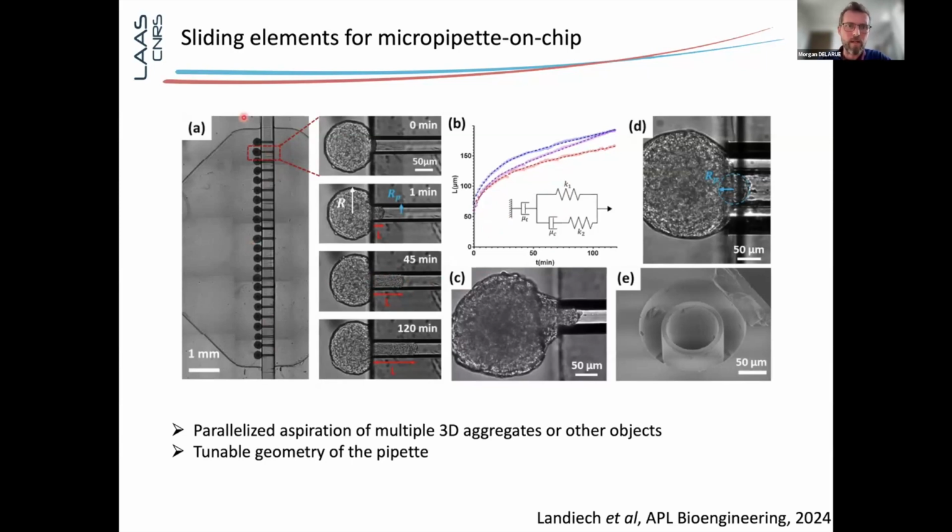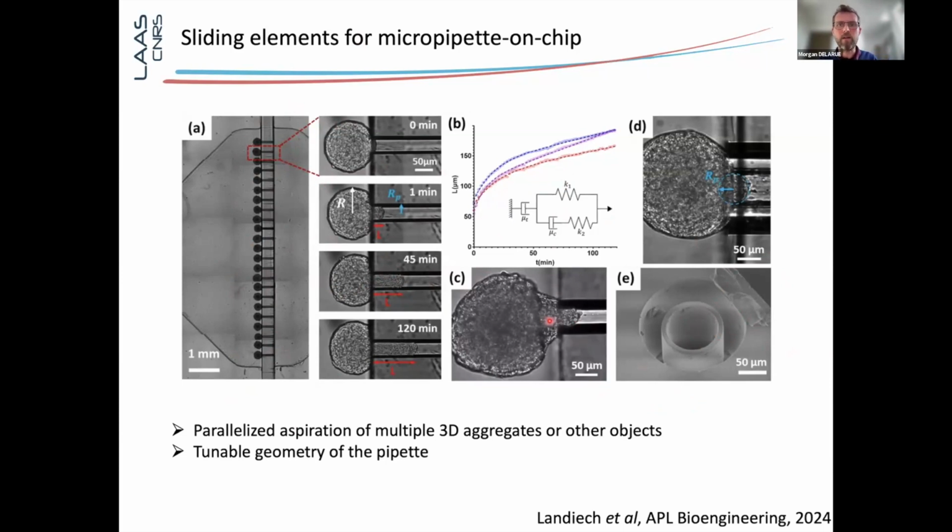So here we can trap them, we can parallelize and have up to 25 spheroids in parallel. But because we build these devices from the top down, we can also tune the geometry of the micropipette to have it conical, for instance, if you want to study other types of properties.